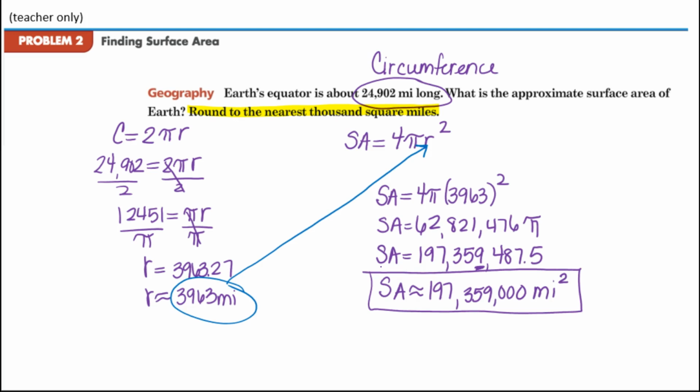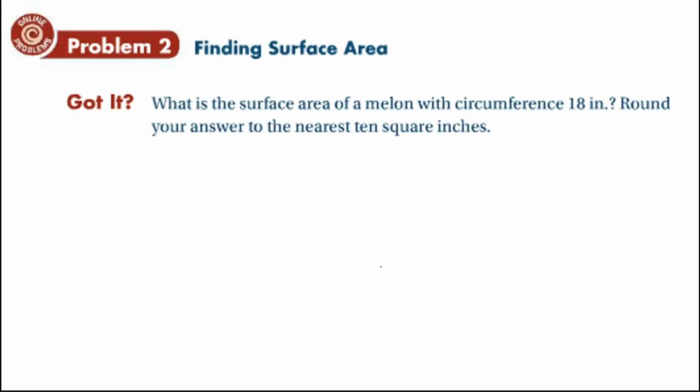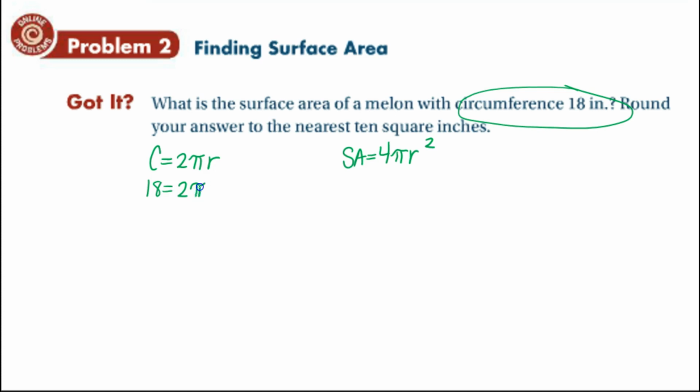Now, fortunately for you, the problems in your book, they're giving you numbers that are a little bit smaller to work with than they gave me. So let's go ahead and take a look at your problem in the book. What is the surface area of a melon with a circumference of 18 inches? So again, we know circumference is 2 pi r, and we're working towards surface area is 4 pi r squared. But I need that radius to be able to make that surface area work. So I'm going to take that circumference that they gave me of 18 inches. So 18 equals 2 pi r.